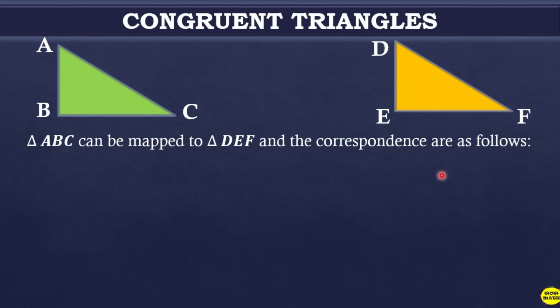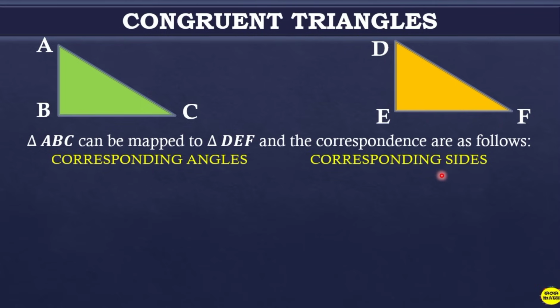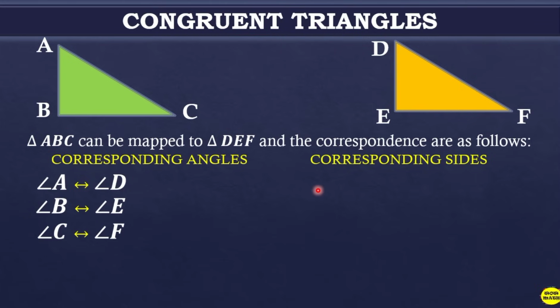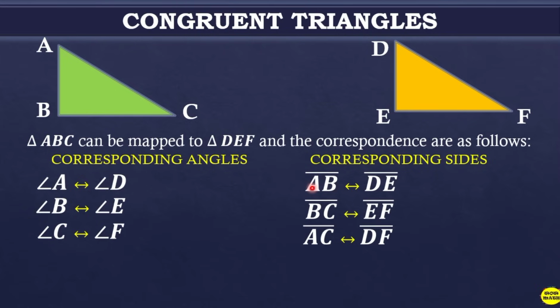Okay, so let us identify the corresponding angles and corresponding sides of these two triangles. For angles, we have angle A corresponds to angle D, angle B corresponds to angle E, and angle C corresponds to angle F. And then for our corresponding sides, we have segment AB corresponds to segment DE, segment BC corresponds to segment EF, and segment AC corresponds to segment DF.